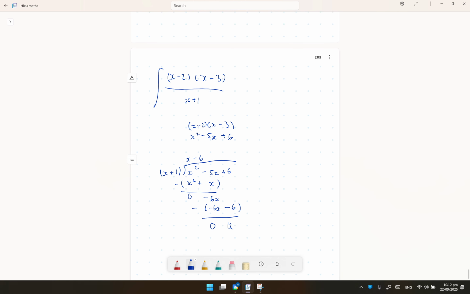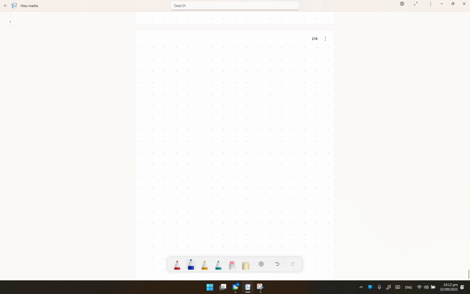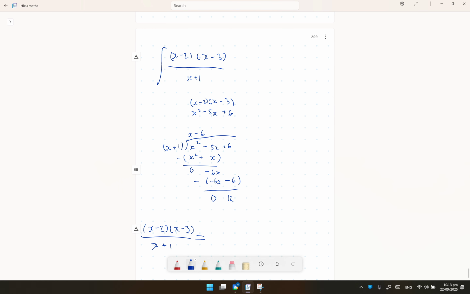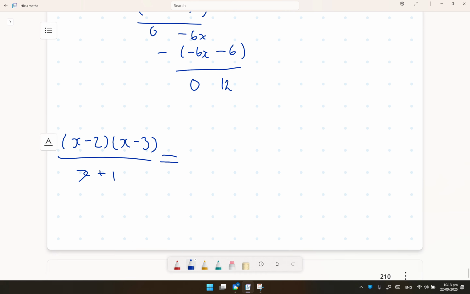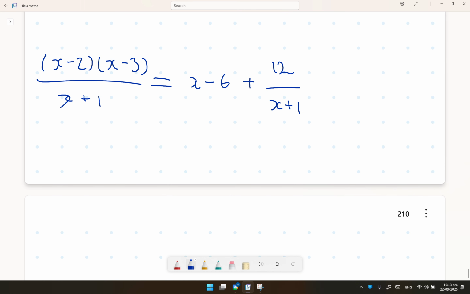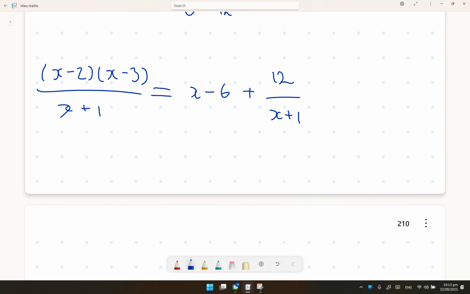So what we have here is, I'm going to rewrite it for you. What this basically says is x minus 2 multiplied by x minus 3 over x plus 1 results in whatever we found on the top here. So it got divided to x minus 6 and leaves a remainder of 12. And this 12 is divided by x plus 1. That's what the remainder is. So 12 over x plus 1. So that's what we got here.